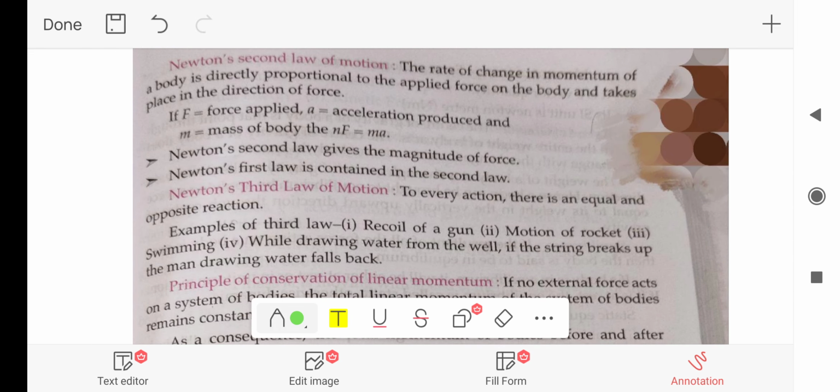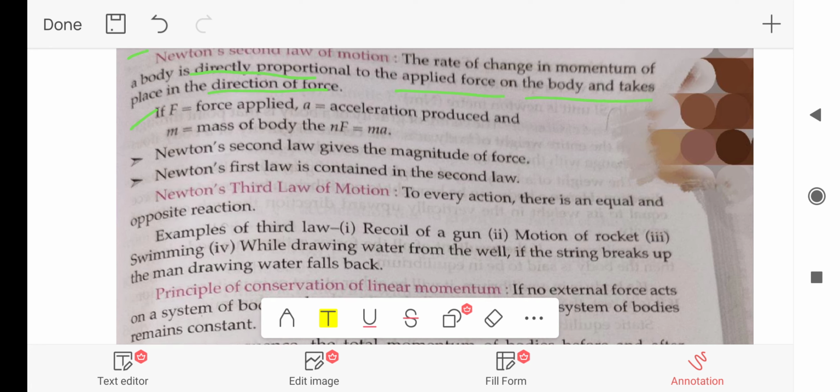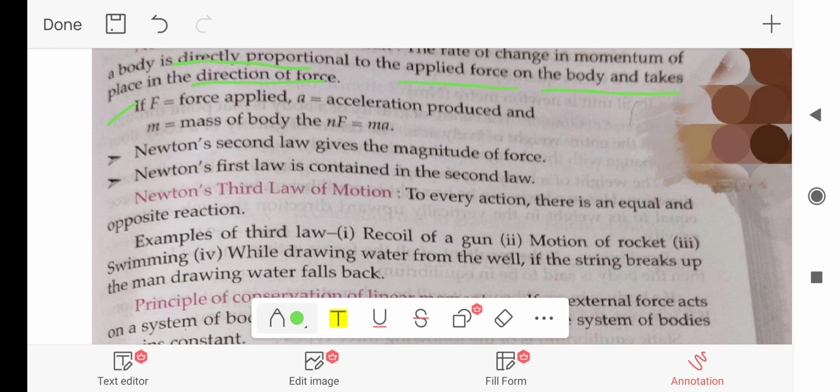Newton's second law of motion. The rate of change in momentum of a body is directly proportional to the applied force on the body and takes place in the direction of force. If F is equal to the force applied, a is equal to the acceleration produced, and m is equal to the mass of the body, then F is equal to ma. Newton's second law gives the magnitude of force. Newton's first law is contained in the second law.